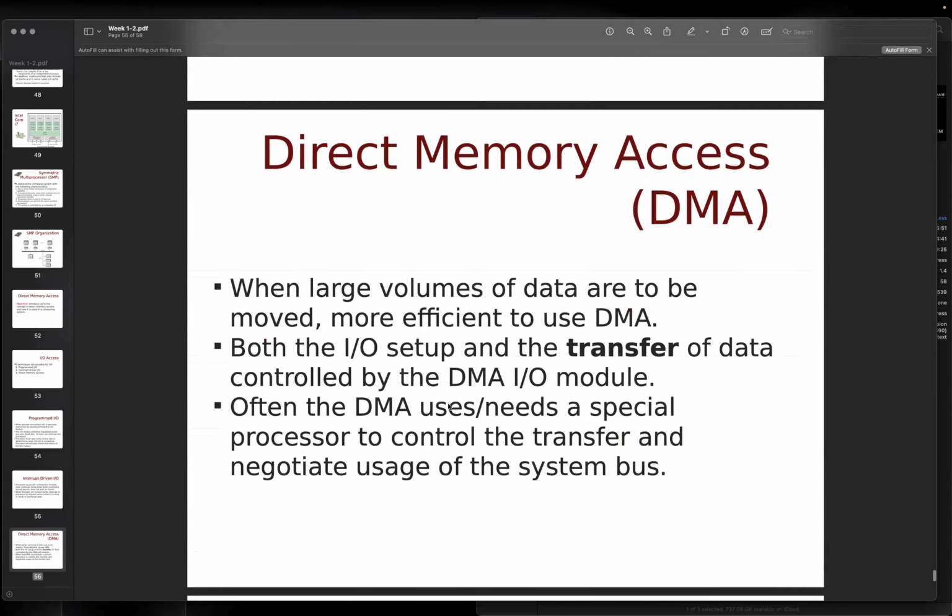And the next one we talk about is direct memory access. When we have a large volume of data to be moved, we use DMA, direct memory access, which is more efficient. Both the I/O setup and the data transfer are controlled by the DMA I/O module. Module or driver, it's the same thing. The DMA may need a special processor to control the transfer and negotiate usage of the system bus. If it takes most of the bandwidth, the system may slow down.